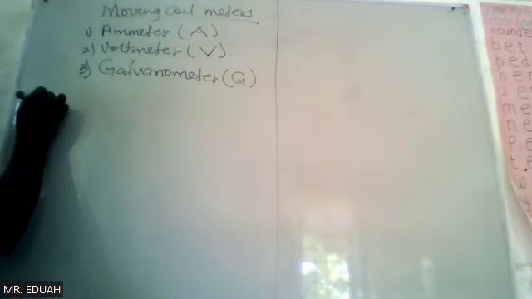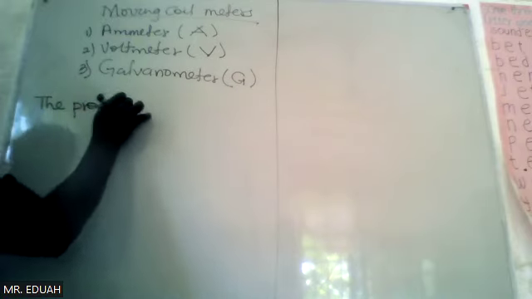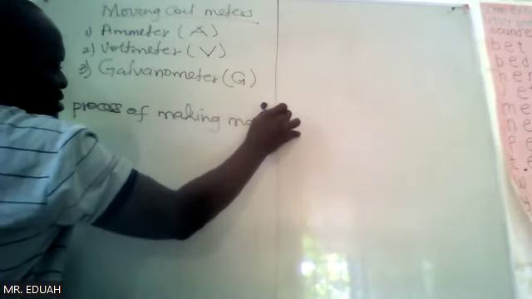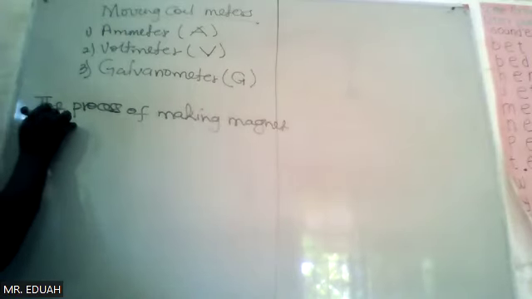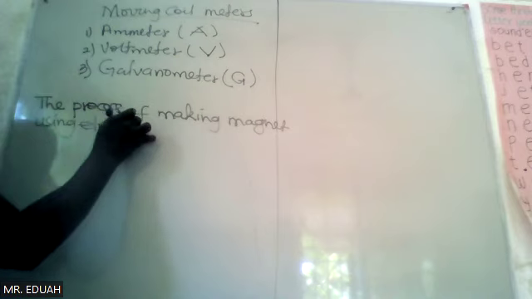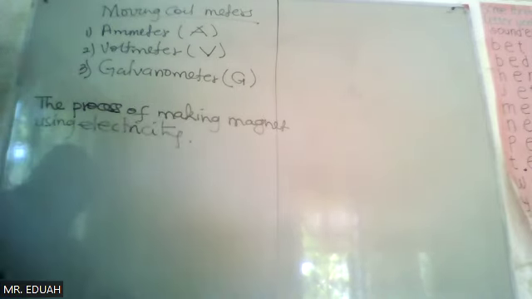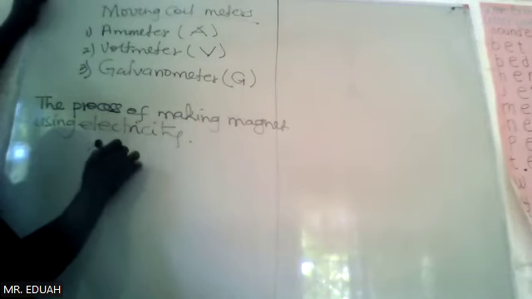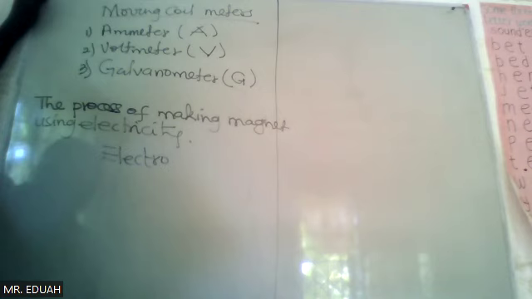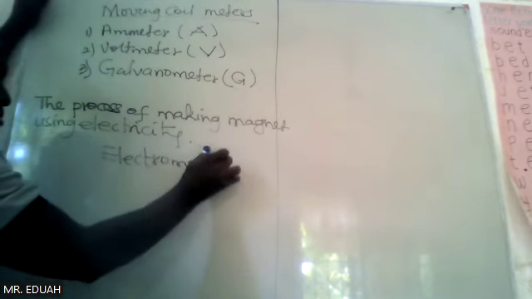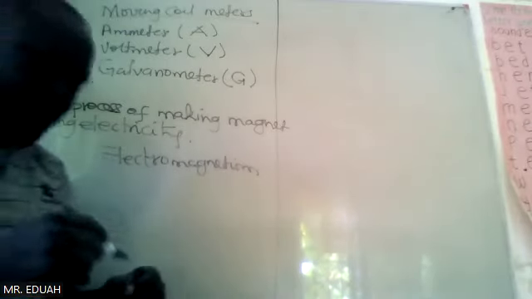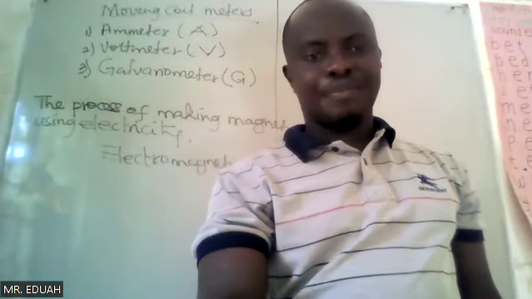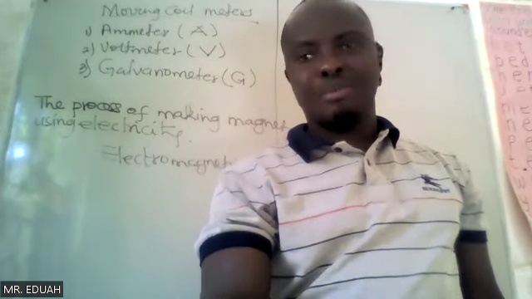So the process of making magnets using electricity or electrical energy. So we are making magnetism out of electricity, hence electro coming from electrical, magnetism. So it's more or less like an artificial way of making magnets. Okay, artificial way of making magnets.